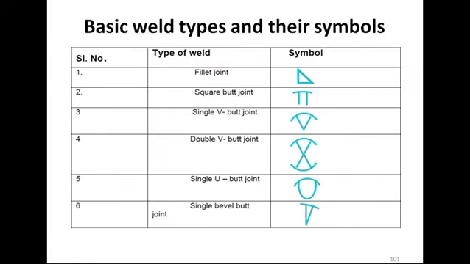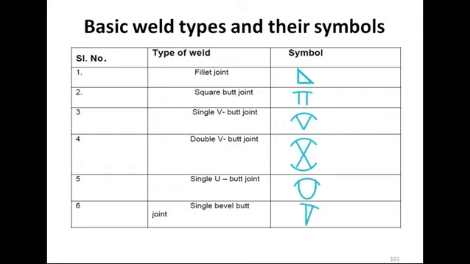Now one more thing: here we have shown these symbols. In industry, when we are drawing and want to get some welding work done by the worker, every time we do not go to the shop floor and tell the worker that we want such a type of joint, whether a fillet joint, a square butt joint, a single V butt joint, or a double V butt joint. How will you tell the worker? Every time the engineer is not going to tell the worker.